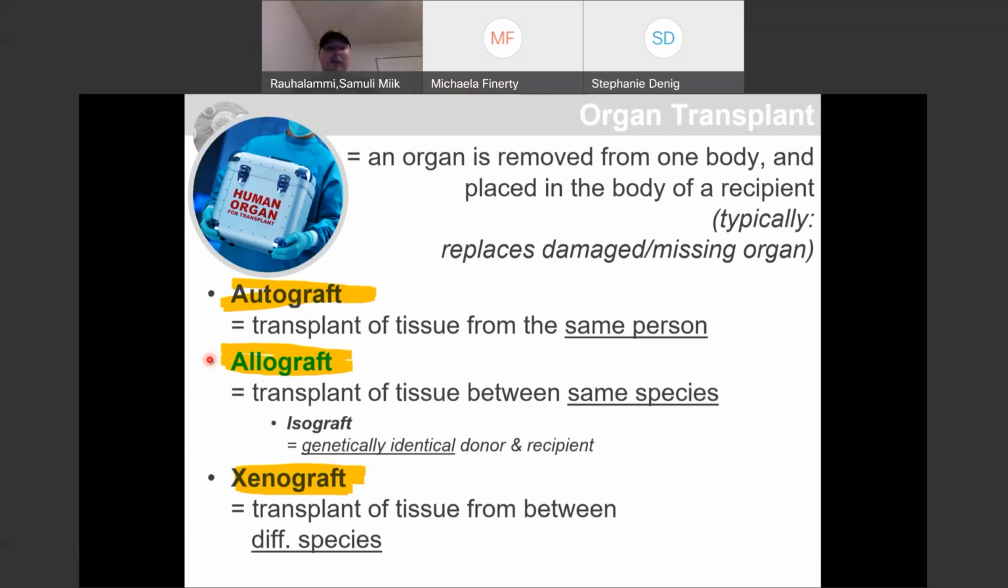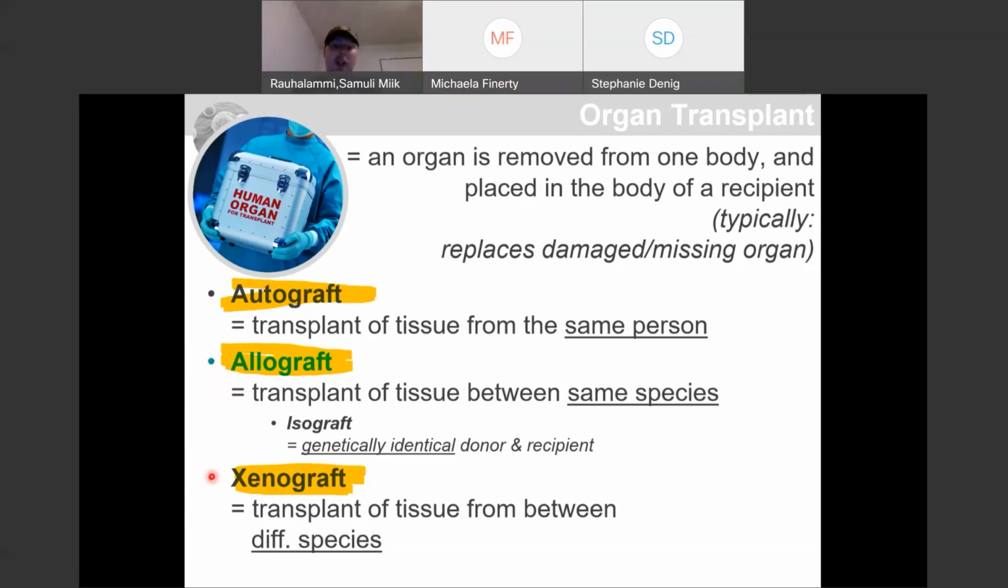So if you have to give an organ transplant and you don't have a spare organ from that same individual, well, then we go for another individual from the same species. So another human can donate you an organ. That's probably the most common one. Ideally, it would be your identical twin, but that's not likely to happen.